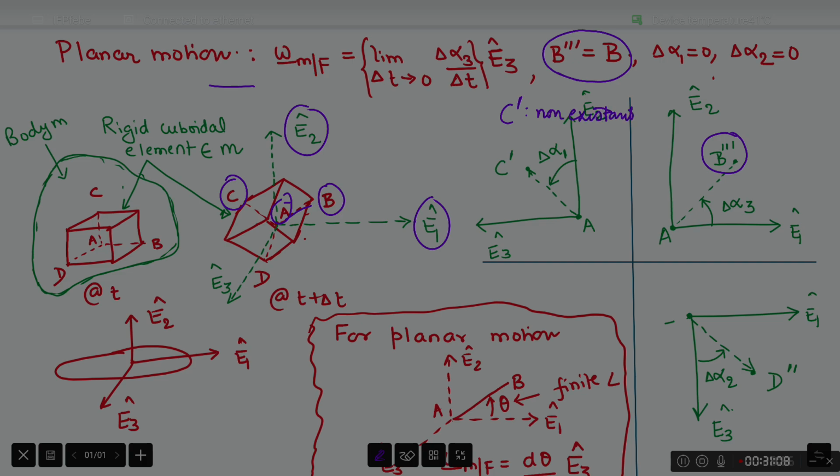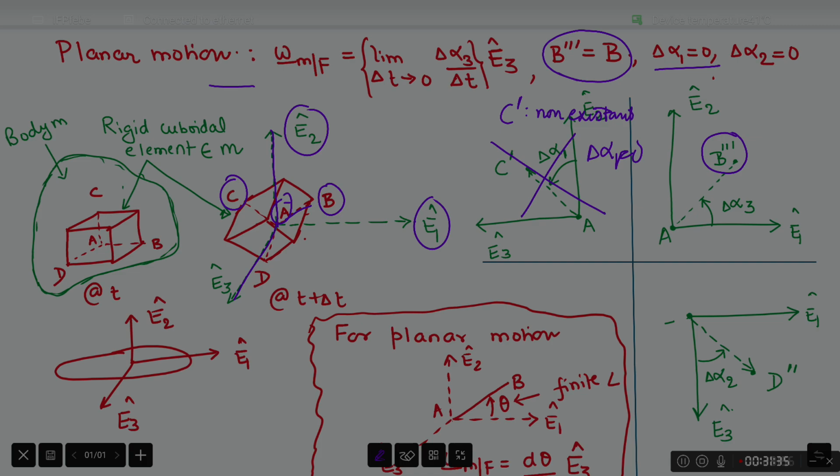Right? Because C prime is supposed to be the projection of C in the plane of A, E2 and E3. But in the case of planar motion, C is always confined to the plane of A, E1, E2 itself, and thus C prime will not even exist. So delta alpha 1 remains 0 all the time. That's what I have written here.